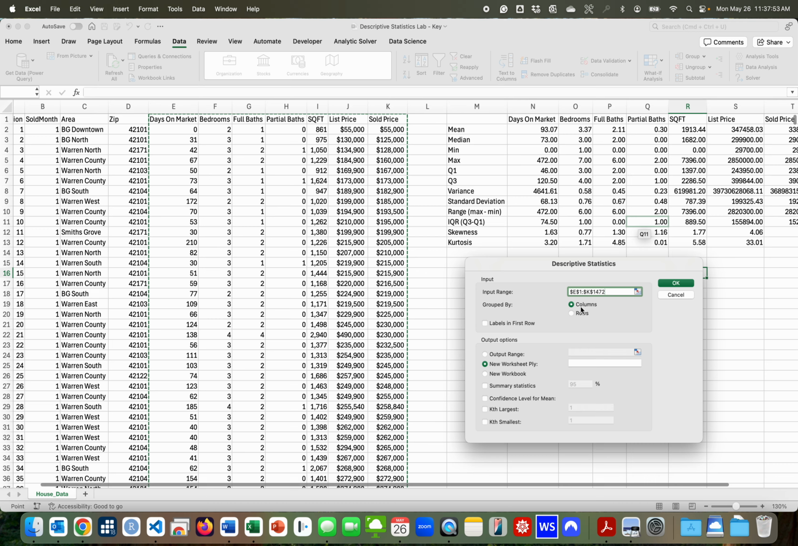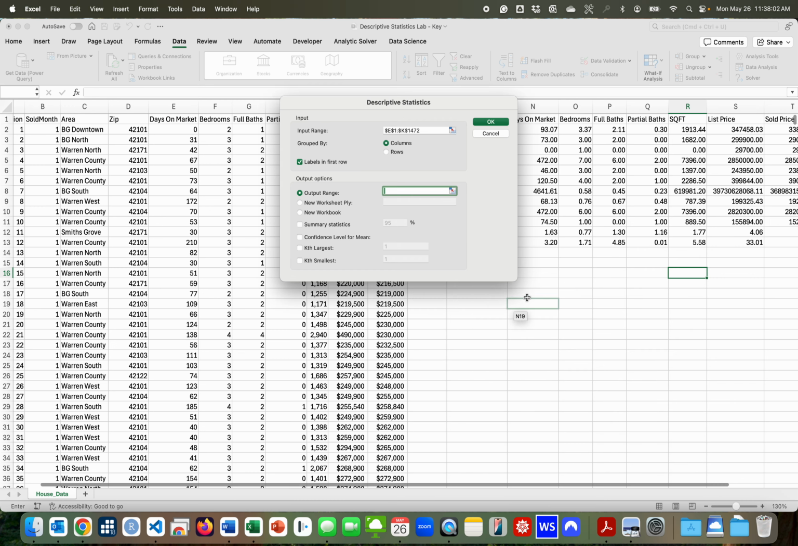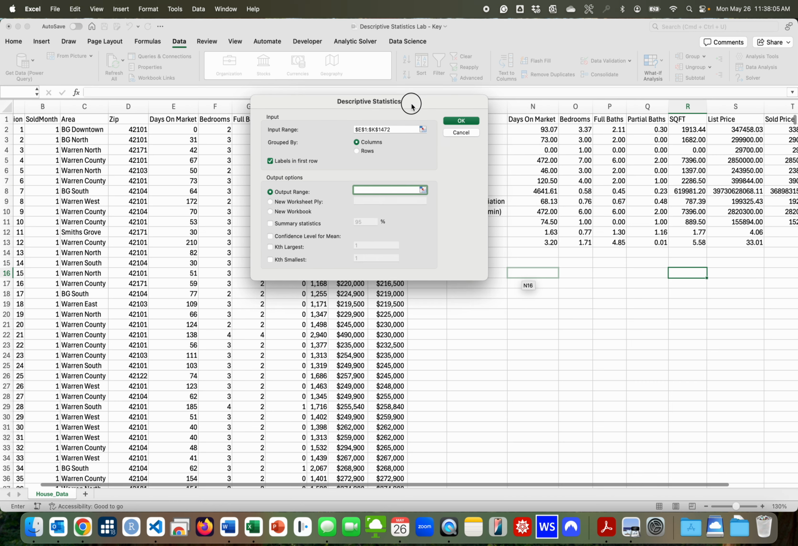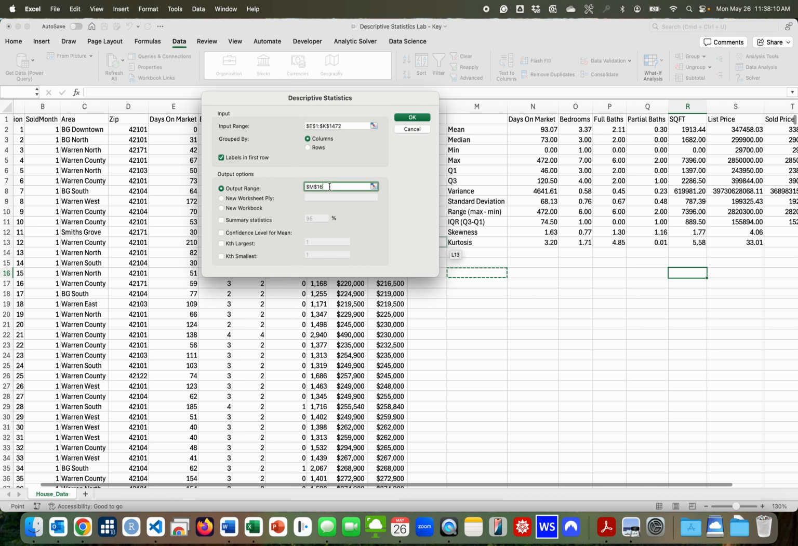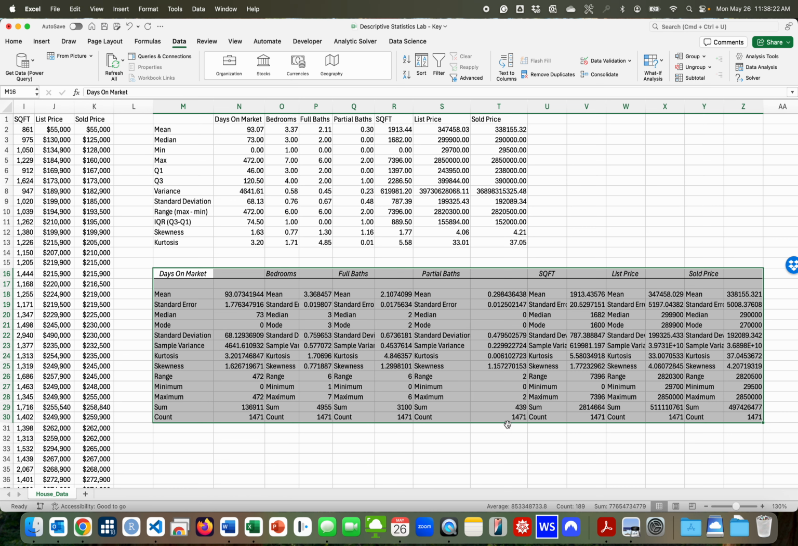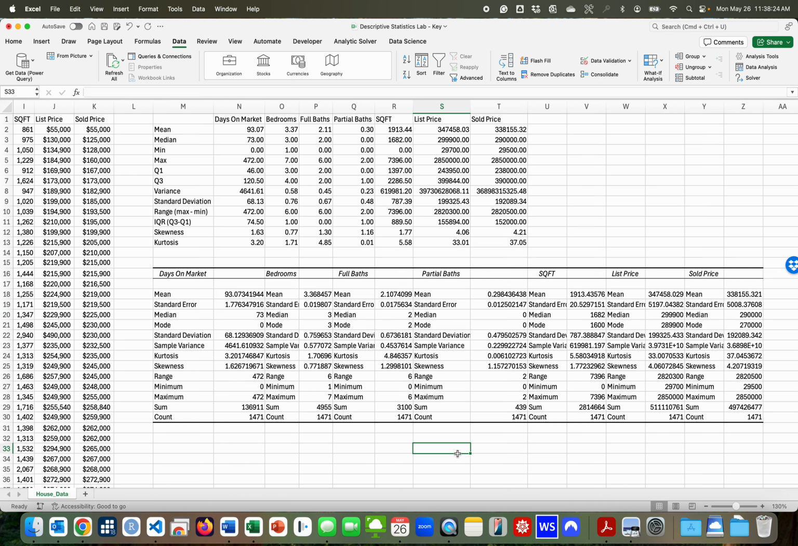So the data are grouped in columns. I have labels in the first row because I have variable names in the first row. The output range, I'm just going to start it right here where the other stuff is. So that says M16, and then I'm going to click my summary statistics box right here, and then hit OK. And those are the descriptive statistics for all the variables we selected.